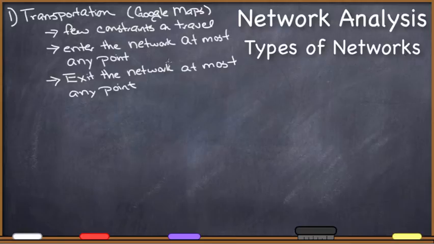So there are a few exceptions like that, but still, by and large, these are the characteristics of our transportation networks. You can basically go anywhere from any point. I'll put that down here. Get anywhere from anywhere.